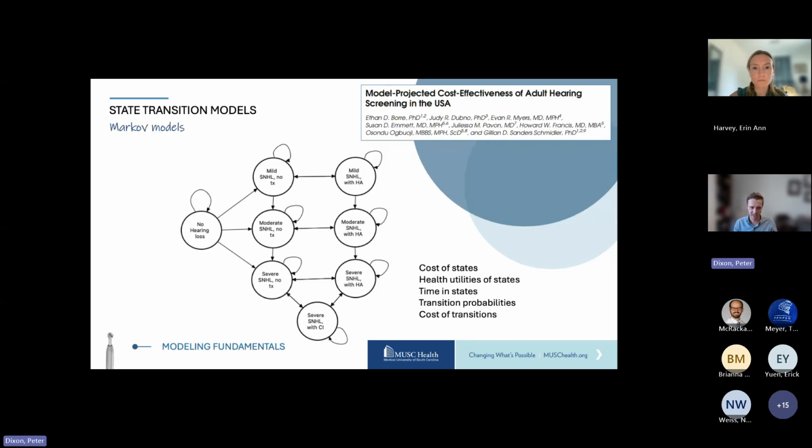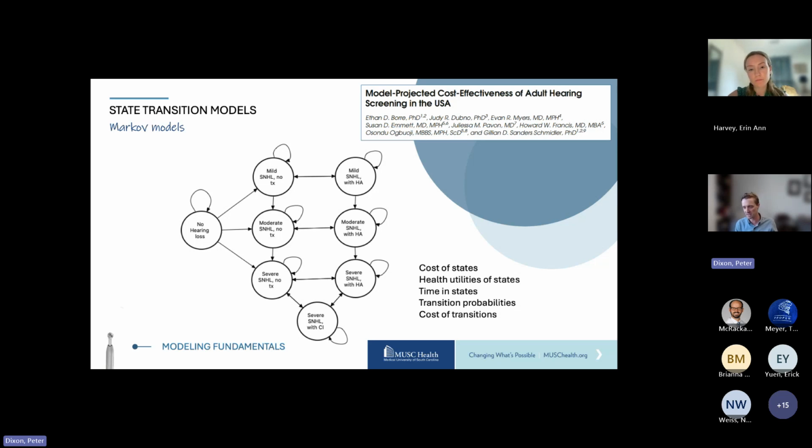And so to deal with this issue of time, the more common modeling strategy in cost effectiveness studies are something called state transition models, of which the most popular is called Markov models. And so in state transition models, it's a pretty straightforward concept.